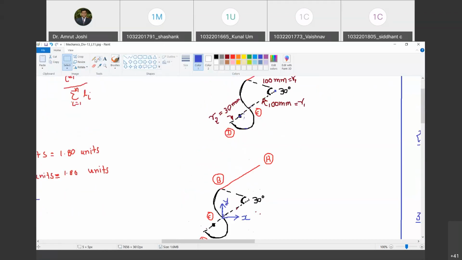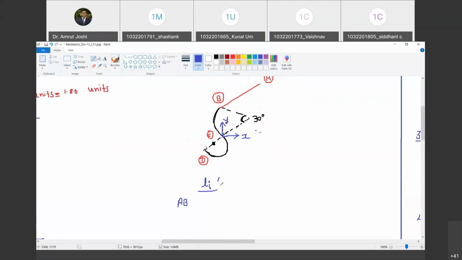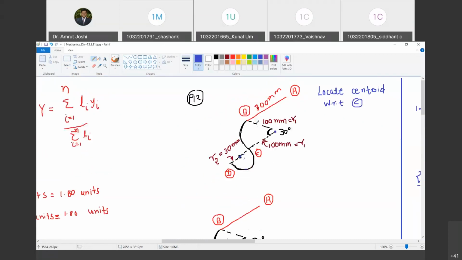It is given 300 mm. So I'm going to write down this Li in mm here. For AB, it is 300. Happy? For BC, how much is it?